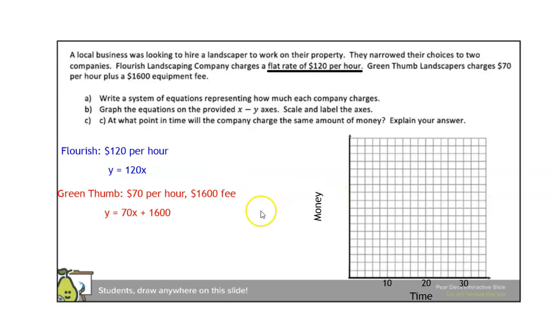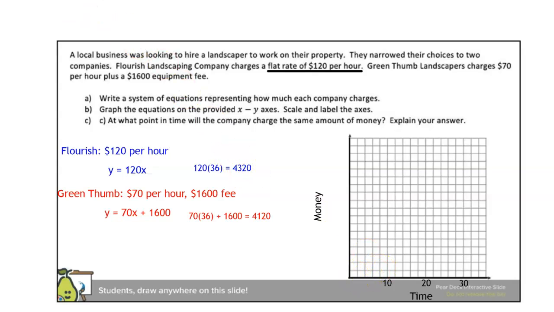And then for money, we're not sure exactly how far up it's going to go. This graph goes up to 30, 32, 34, 36. Let's figure out how much money it would be for Flourish and how much for Green Thumb if we put in 36 hours, and then we'll be able to figure out what the maximum scaling should be. If it was 36 hours, this would become 120 times 36, which is 4,320. And for Green Thumb, 70 times 36 plus 1,600 is 4,120. So we need to go up past 4,320.